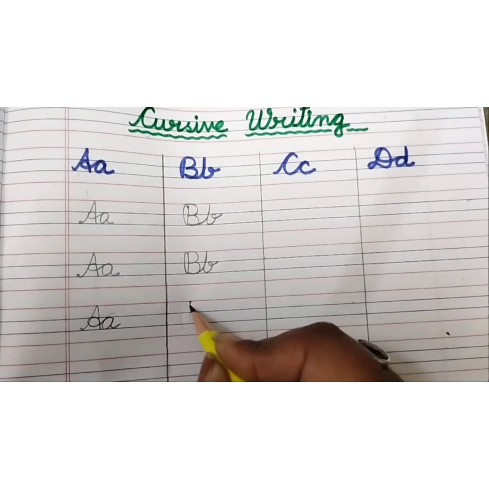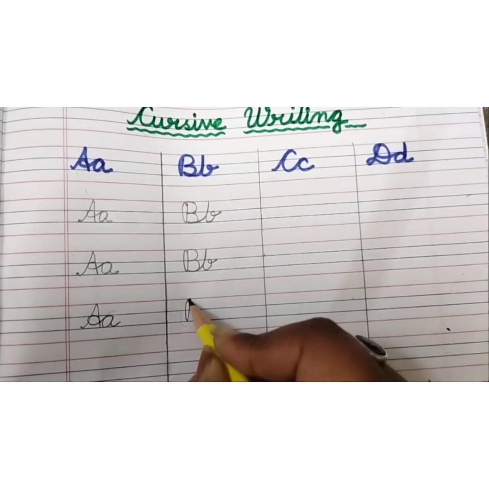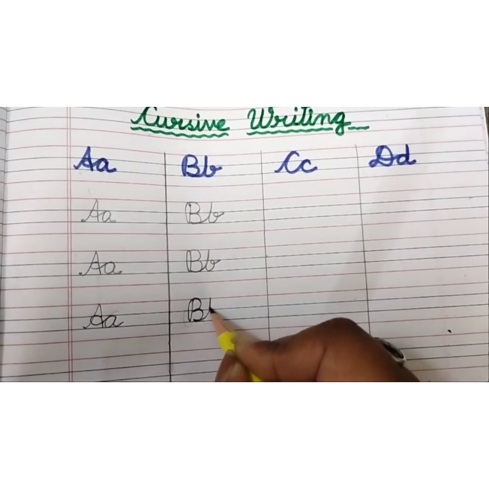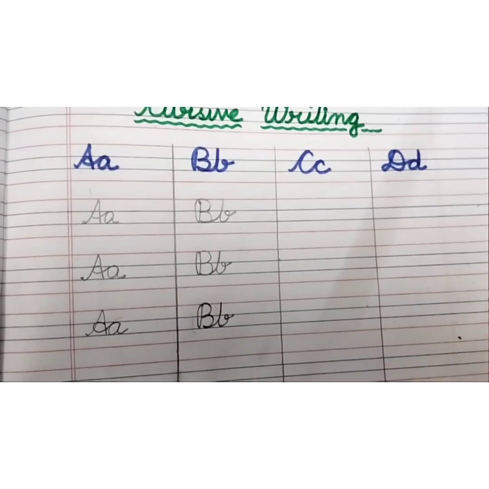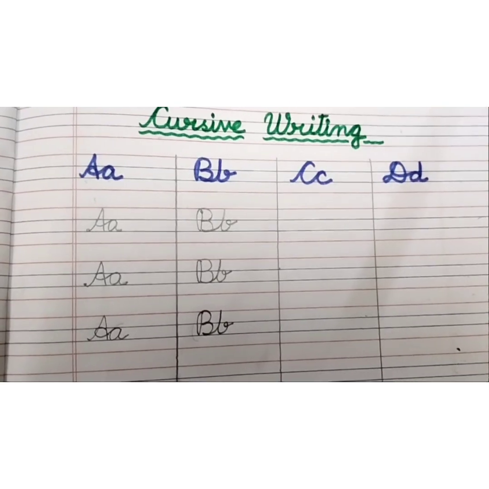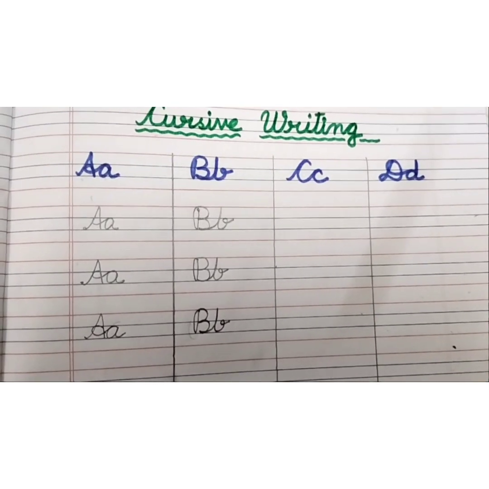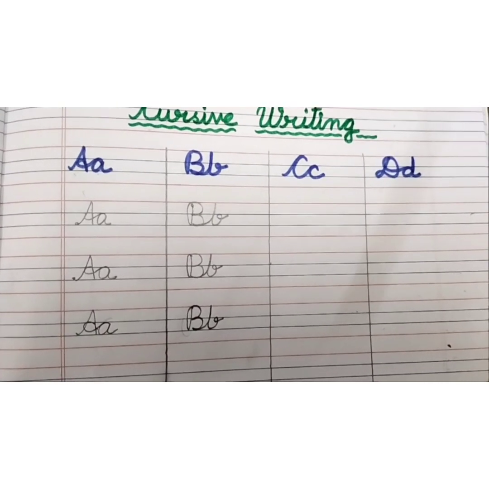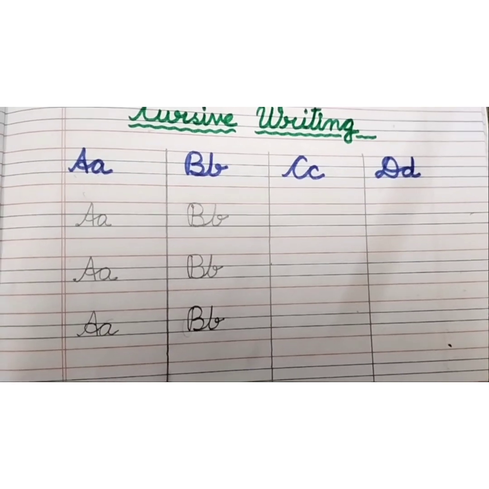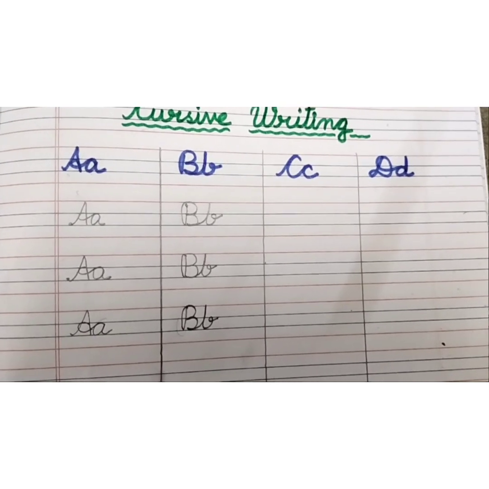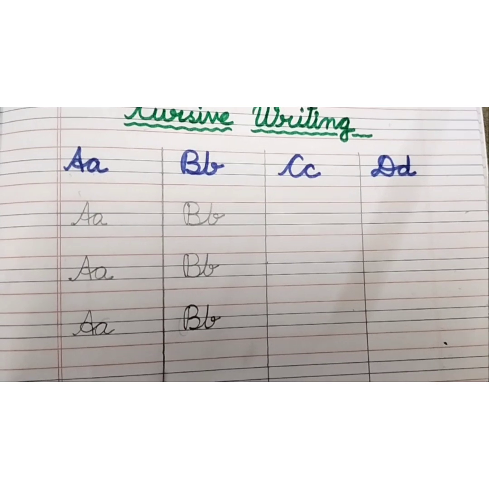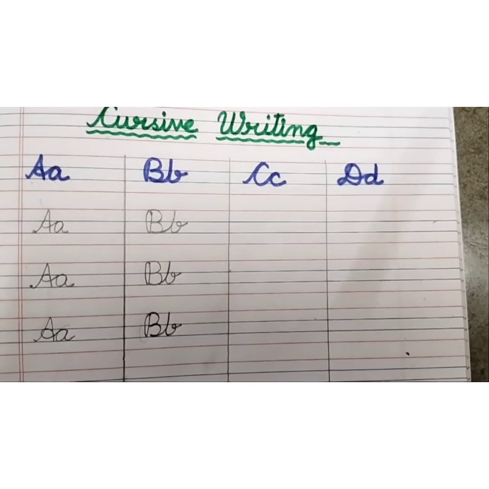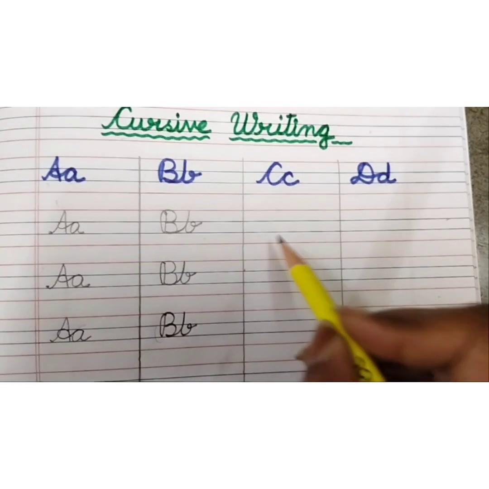Now this one is our starting point. From here, then up, this one and this one. I hope you understand how to write B. Now children, can you tell me what is the phonic sound of B? B sounds, tell me. Very good. B sounds B.